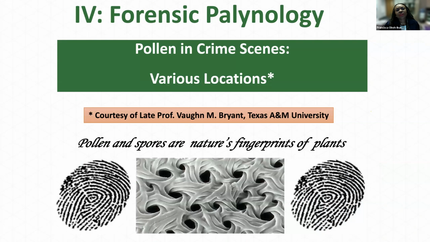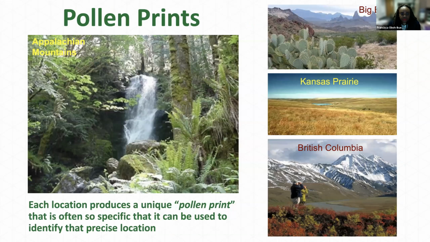My fourth is also from Professor Bryant, and this is forensic palynology. This is one of the hottest new areas in our science. Pollen is being used in crime scenes, and here I'm using two examples from Iraq and also New Zealand. In this case, pollen and spores are kind of fingerprints of plants.